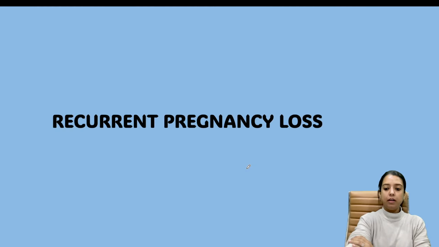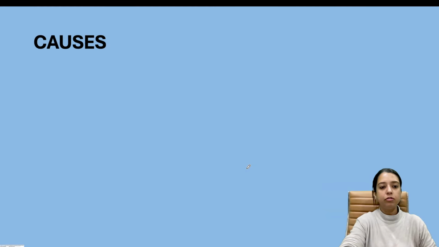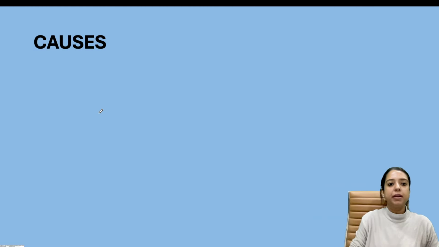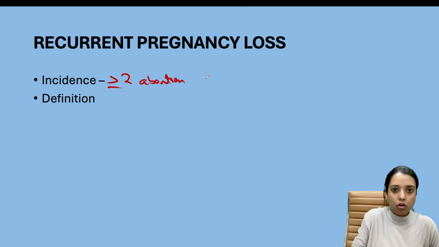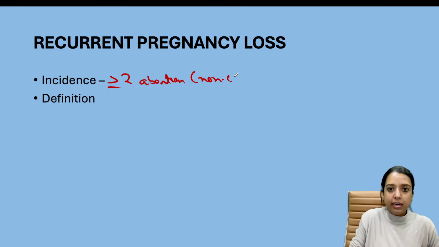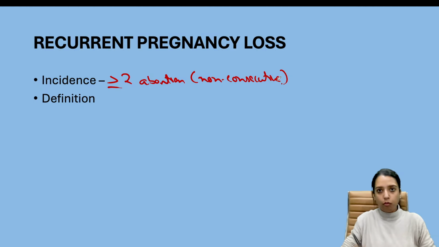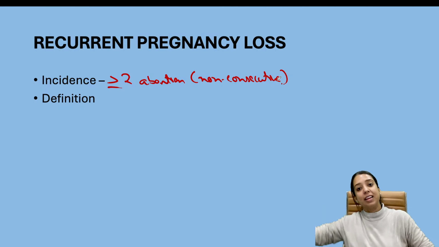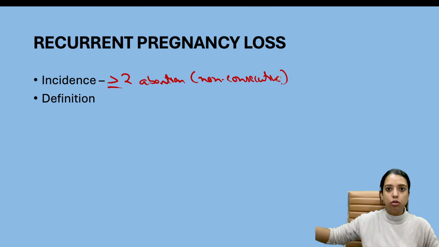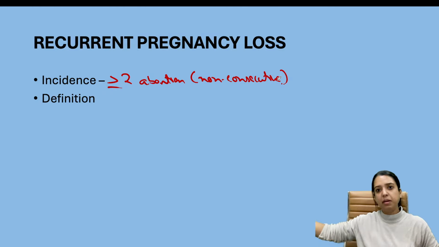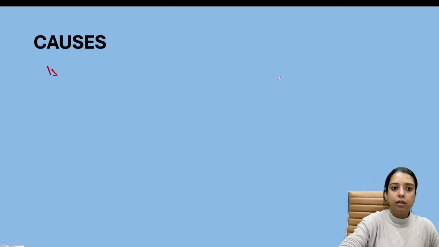Okay. Few lines about recurrent pregnancy loss. What are the causes of recurrent pregnancy loss? Recurrent pregnancy loss means 2 or more than 2 abortions. Non-consecutive. It doesn't need to be consecutive. Suppose there was an abortion followed by a healthy baby, abortion again. It is recurrent. That doesn't need to happen one after the other. So it is 2 or more than 2 abortions that can be non-consecutive.